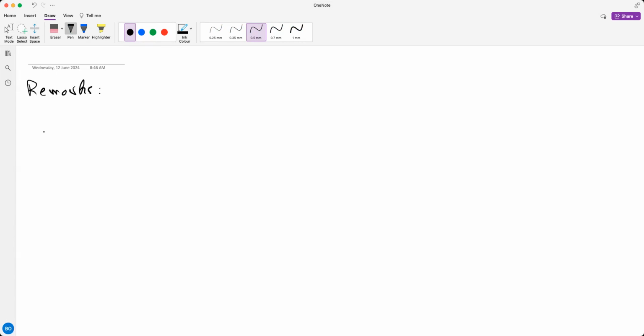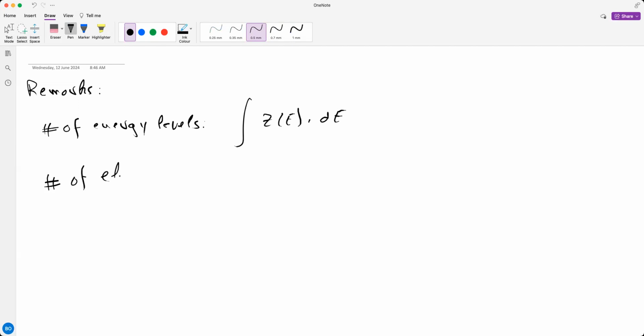So if I want to calculate the number of states or energy levels, then I have to integrate Z. If I want to calculate the number of electrons between two energy levels, then I have to add the number of energy states times their probability of occupation.